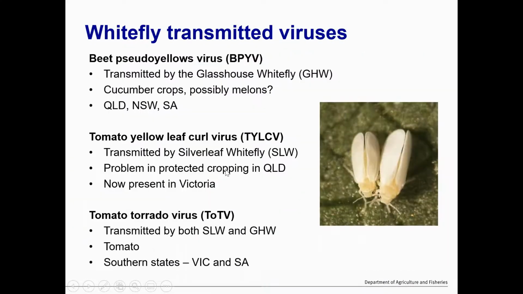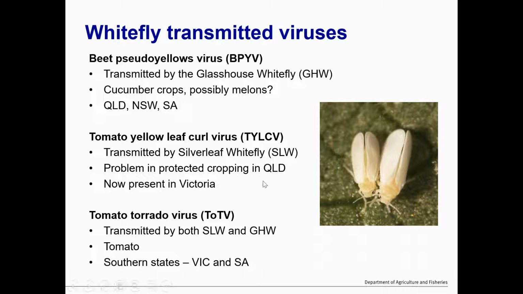So the next group are the whitefly transmitted viruses. Beet pseudo yellows virus is transmitted by the glasshouse whitefly, and we find that in a lot of cucumber crops pretty much up the east coast: Queensland, New South Wales, South Australia. There is a possibility it would get into melons, but we haven't had any detections in any other crops other than cucumbers.